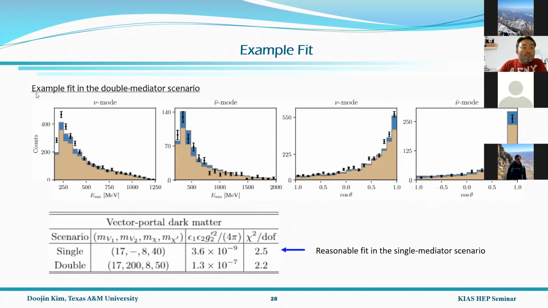Now, here's an example fit. The four plots are for the double mediator scenario, and they are the visible energy spectrum in the neutrino mode, the visible energy spectrum in the antineutrino mode, the angular spectrum in the neutrino mode, and the angular spectrum in the antineutrino mode, from left to right. The dark yellow histograms are the combination of both known backgrounds, while the dark blue histograms show the signal events predicted by our vector portal model.